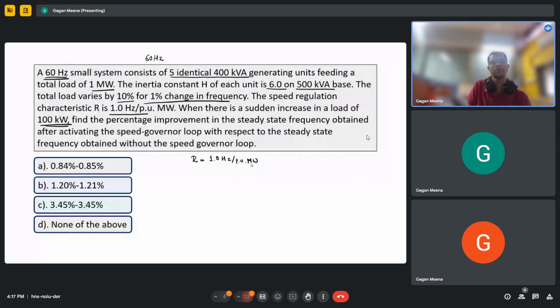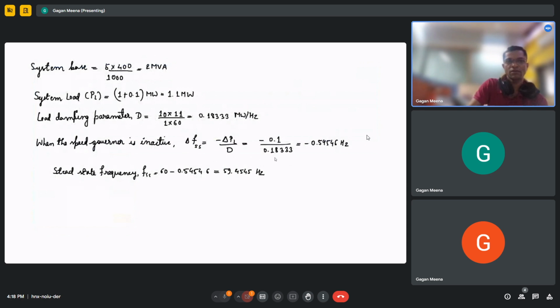It is 1 hertz. Total we have 5 units. We have found here the system base is 2 MVA.